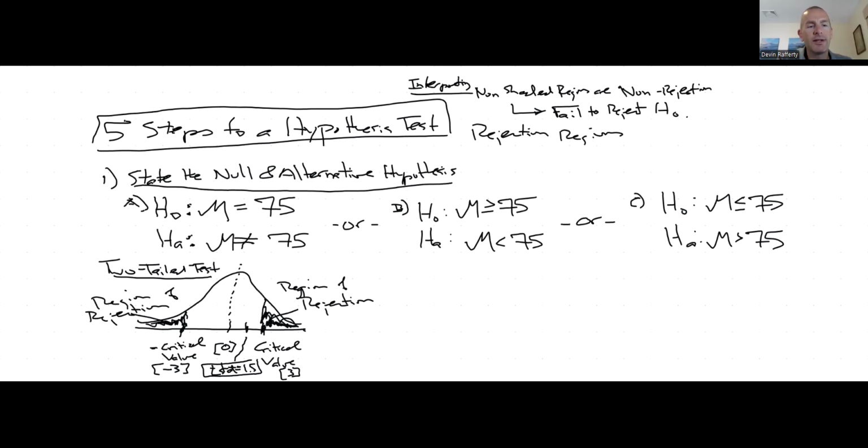A two-tailed test has two rejection regions. There's one on the left side, there's one on the right side. So we have a negative critical value and a positive critical value. If we end up in a rejection region, then we will reject the null hypothesis.